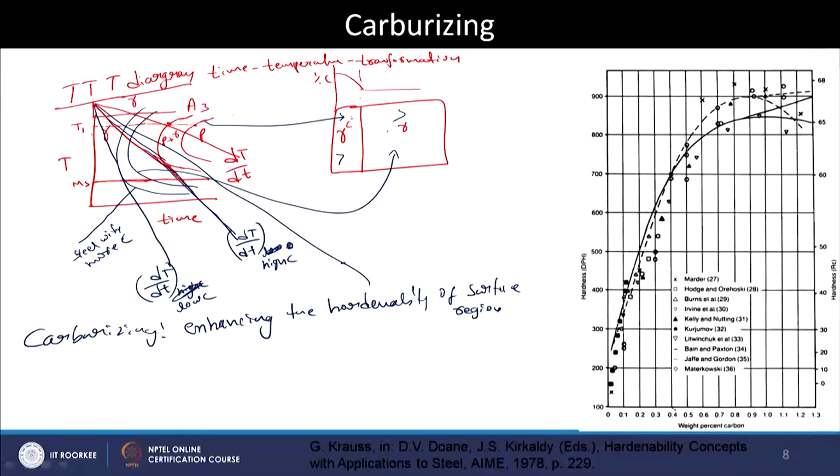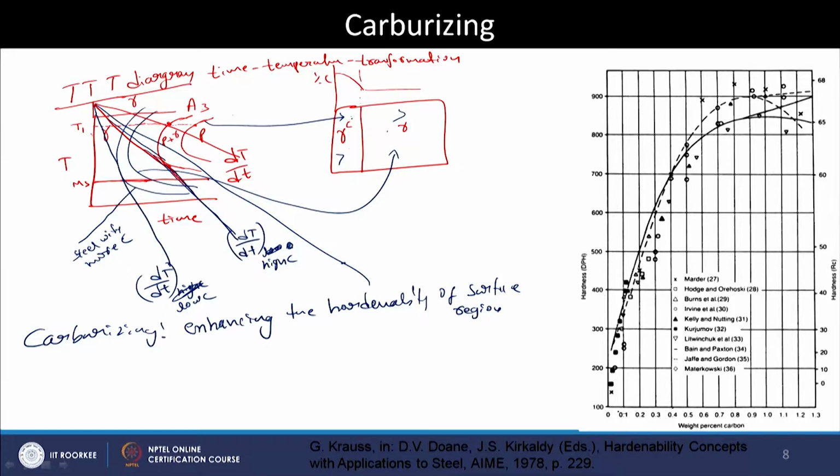Our objective is not to get just any martensite. A low carbon martensite will not have the hardness we are looking for. So, that is where we want to realize a high carbon content at the surface. This provides two things. One is that it improves the hardenability, and at the same time when it forms martensite, that will also have a higher hardness. So, these are the things one can realize from carburizing.